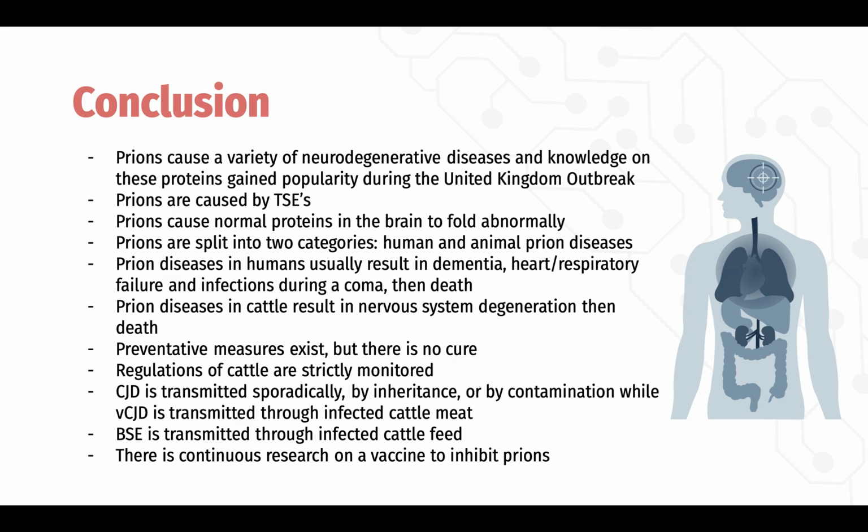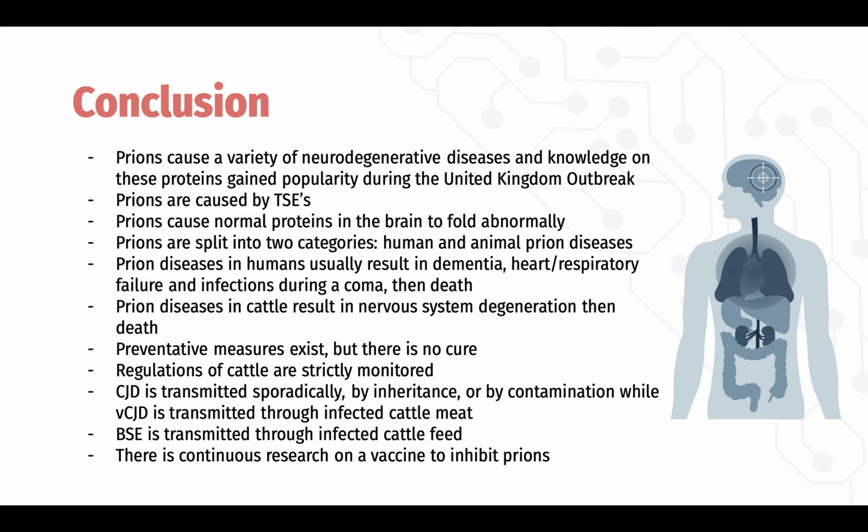And then in conclusions, prions cause a variety of neurodegenerative diseases, and knowledge on these proteins gained popularity during the United Kingdom outbreak. Prions are caused by TSEs. Prions cause normal proteins in the brain to fold abnormally. Prions are split into two categories, human and animal prion diseases. Prion diseases in humans usually result in dementia, heart/respiratory failure, and infections during a coma, then death. Prion diseases in cattle result in nervous system degeneration, then death.